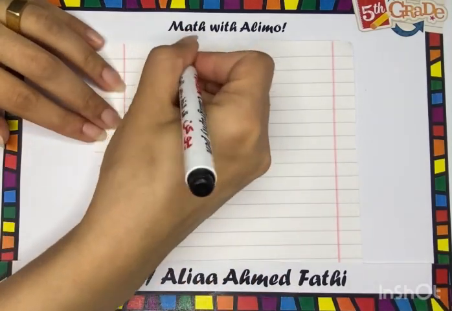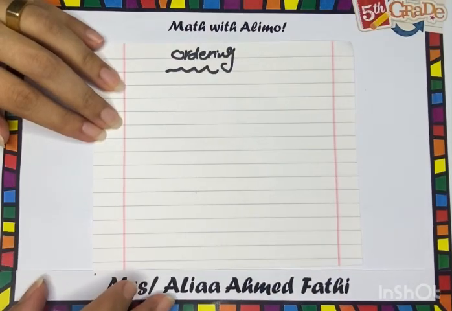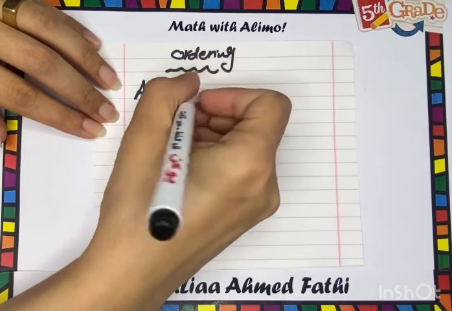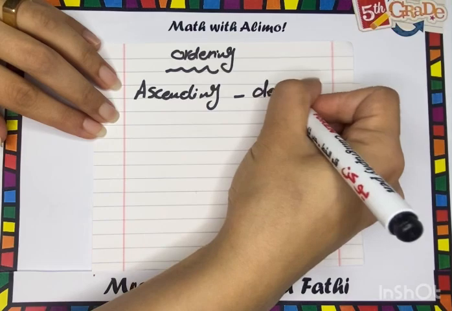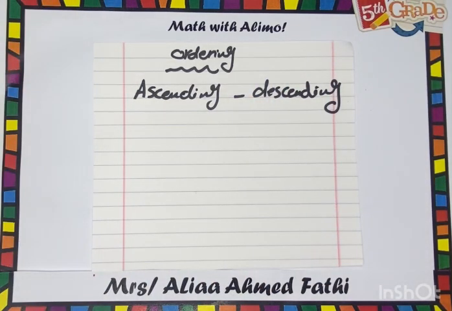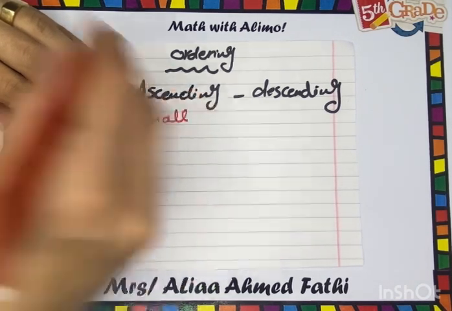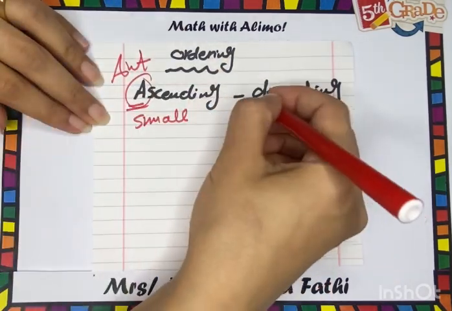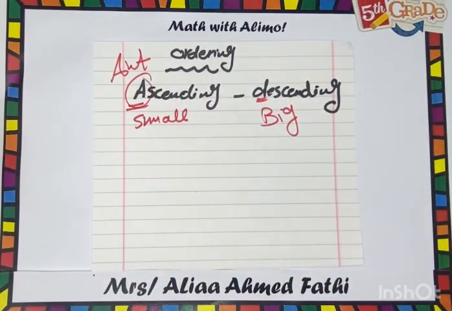And ordering means arrange the numbers by 2 ways: ascending order or descending order. And we said before, ascending means start from the small one, like the ant, okay? And descending like dinosaur, start with the big or the great one, okay?